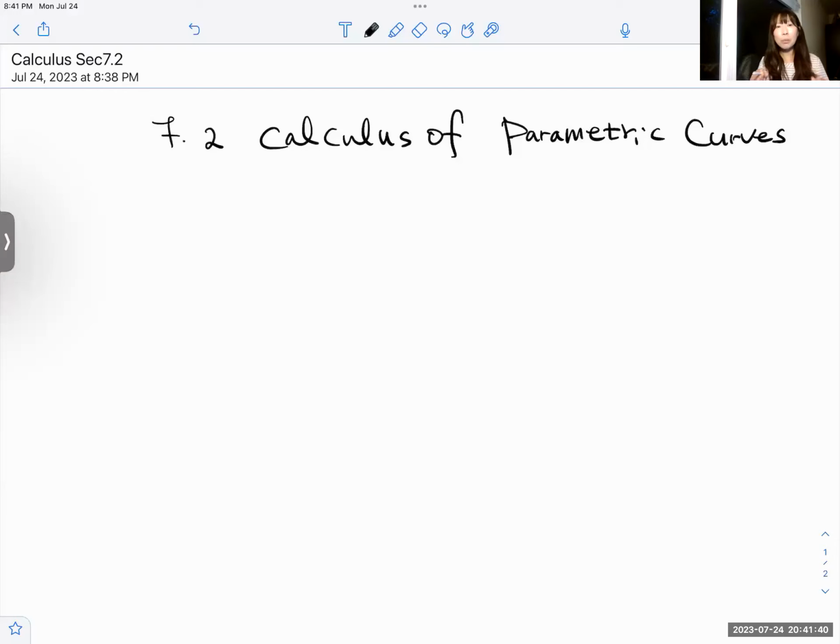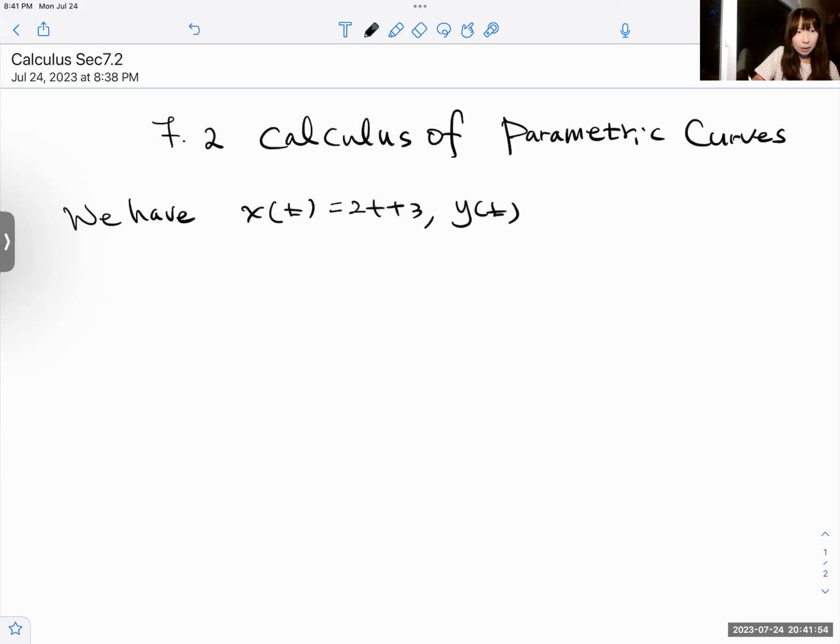Okay, so we're gonna do 7.2, calculus of parametric curves. So we have a parametric equation, which is x of t equals 2t plus 3, y of t equals 3t minus 4, where t is between -2 and 3. Now, we want to use eliminating.